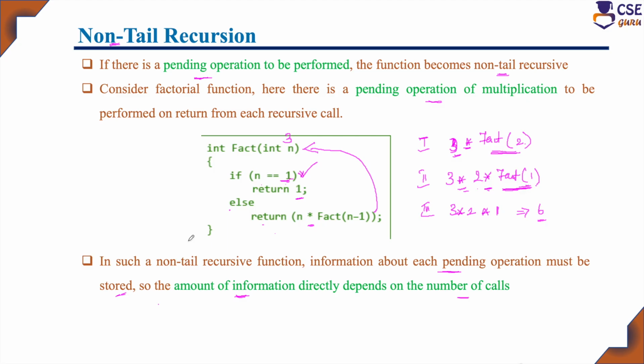So the simple difference between tail recursion and non-tail recursion: tail recursion is when there is no pending operation whenever a function call returns. Non-tail recursion is when there is a pending operation when the function call returns in every recursive call. During any recursive call, if there is no pending operation, that is called tail recursion. If there is a pending operation, that is called non-tail recursion. That is the simple difference. Okay, this is the example.